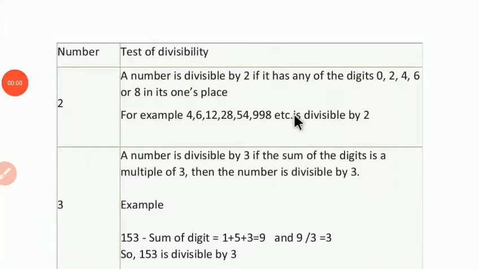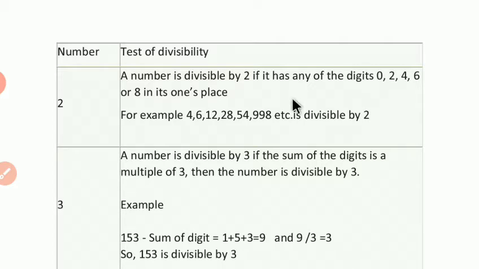Good morning, students. Today we are going to study the test for divisibility of numbers. If we want to know whether a number is divisible by another number, we usually perform actual division and see whether the remainder is 0 or not. But this process is time consuming for division of large numbers. Therefore, we are going to use shortcut methods to test divisibility of different numbers.